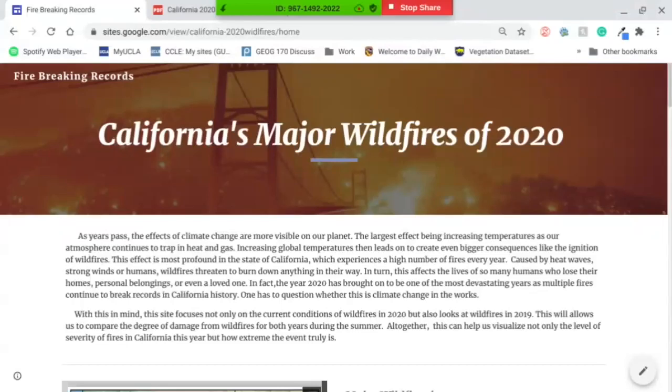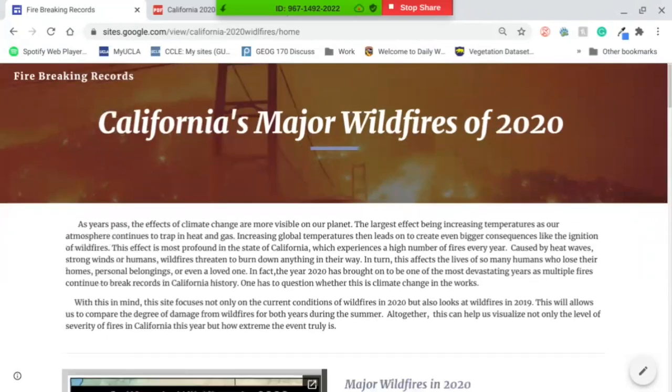For my final project, I wanted to look at the major wildfires occurring in the state of California. While this state is no stranger to wildfires, late August and early September have brought along some of the most extreme fires ever seen in history. Therefore, I created 3 maps to help visualize the severity of this event.